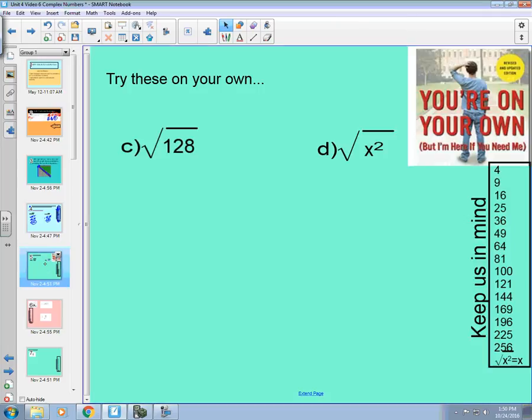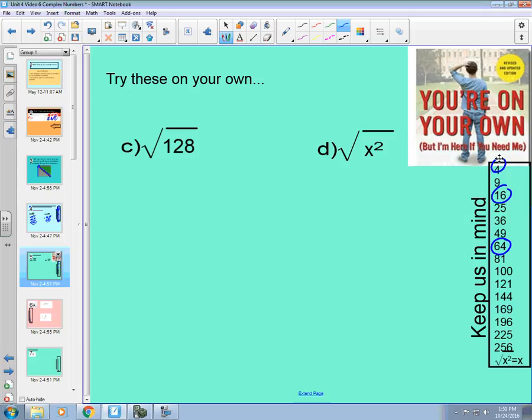All right, why don't you pause the video, see if you can do C here on your own and see what you get. All right, let's check it out. 128, looking for a perfect square that goes in there. Now there's a couple. 4 does go in there. 16 does, and actually 64 does. So that one has a couple of them.